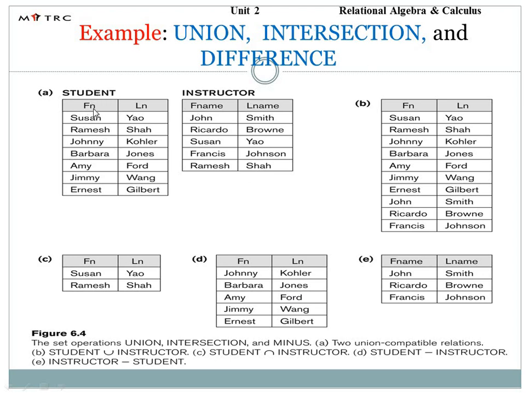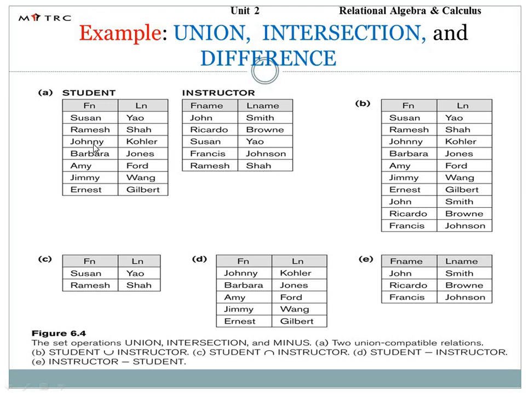Now let us see an example demonstrating the three operations. We have a relation student comprising Fn and Ln as attributes, and a second relation instructor comprising Fname and Lname. These are the attributes and their respective tuples with two values inside the student. These are the tuples for instructor, having respective values. Now if I perform the first operation, that is the union between student and instructor, it will be the combination of all the tuples.